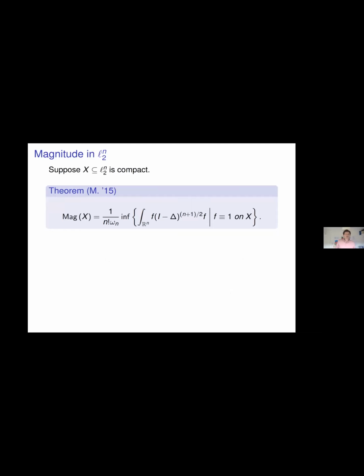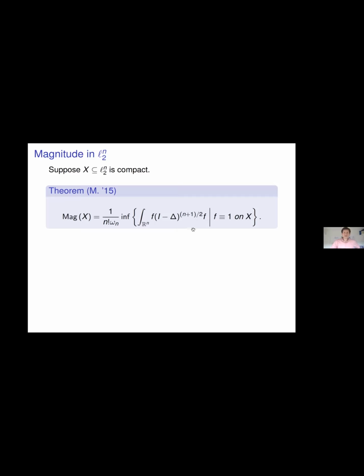So the next set of things that I want to talk about are the things that we can say in L2. In Euclidean space, there is a differential characterization of magnitude. And this turns out to be the approach to most of the things that we know that are specifically true in Euclidean space. So what we know is that magnitude of any compact set in Euclidean space can be given a new variational characterization as an infimum of this. So this is a certain Sobolev type norm, looking at nice enough functions that are 1 on X.